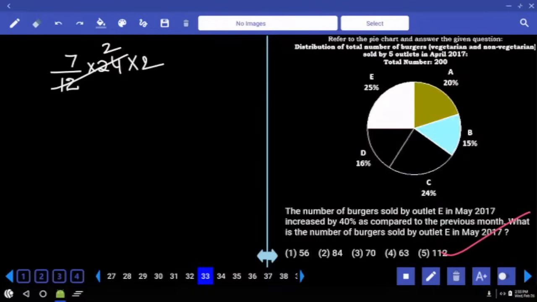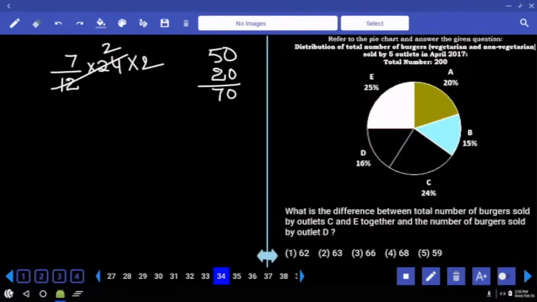Number of burgers sold by outlet E in May 2017 increased by 40% as compared to the previous month. What is the number of burgers sold by outlet E? E already we have 25%, which is 50. Correct? And that value increased by 40%, which is 20. Answer 70.